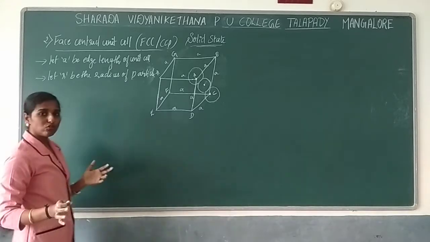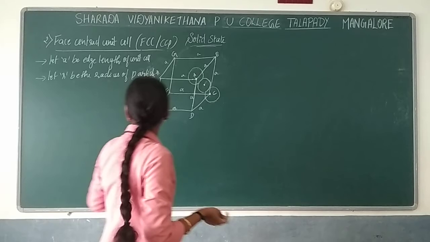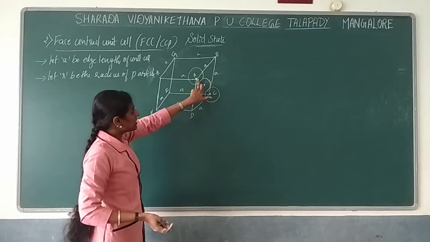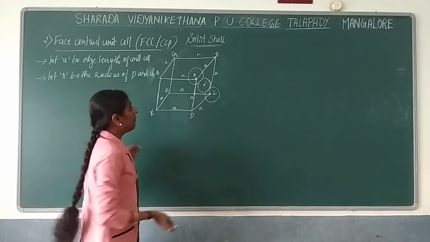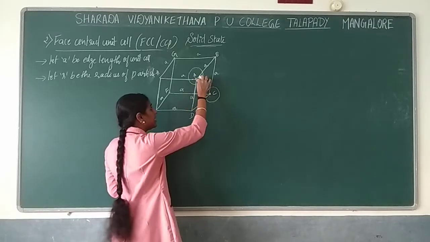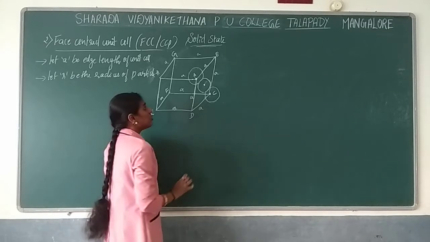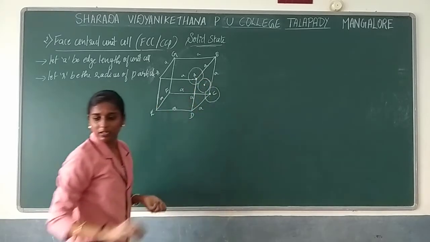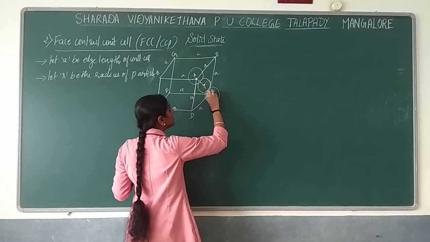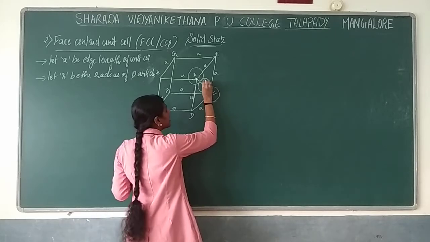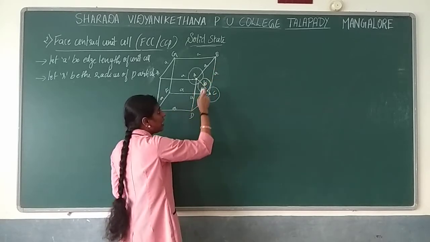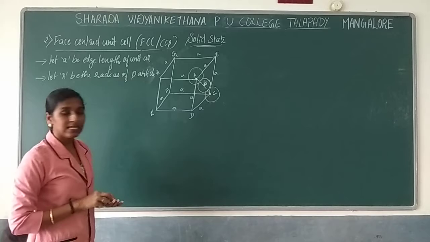Next, we have to go with the relation. We have to denote the relation between a as well as r. But here we cannot denote any relation because a is not there to find out here. So what I'll do is draw a face diagonal. I'll just join this. That face diagonal I'll represent as small b. How will I relate the length with a?